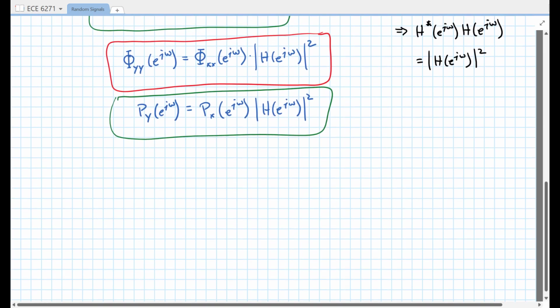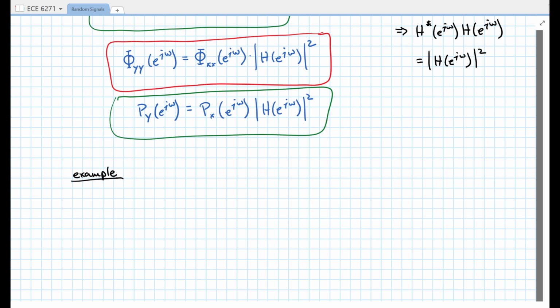So let's go through one quick example, and that would be white noise. This is a great place to start because often you will want noise with a particular spectral quality. And white noise is completely uncorrelated. And so we're going to get that phi_xx of m is just equal to sigma_x squared delta of m. And so the Fourier transform is just equal to sigma_x squared.